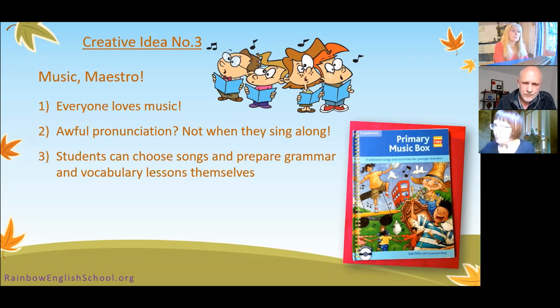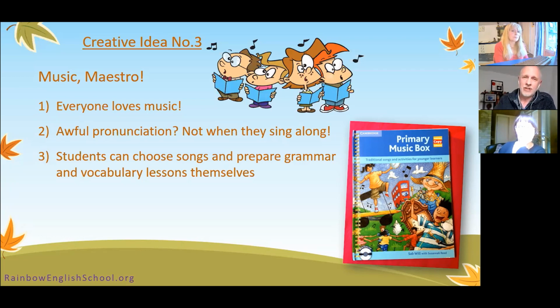And I'm also a big fan of getting students to do as much work as possible. So why not invite them, as part of your lesson, to get a favorite song which has a good amount of English in it, not just sort of "yeah" or something, and prepare a lesson on that song, which they then give to the rest of the class.